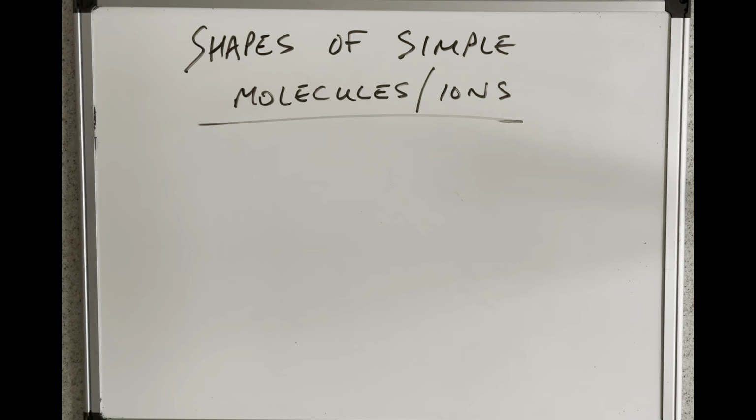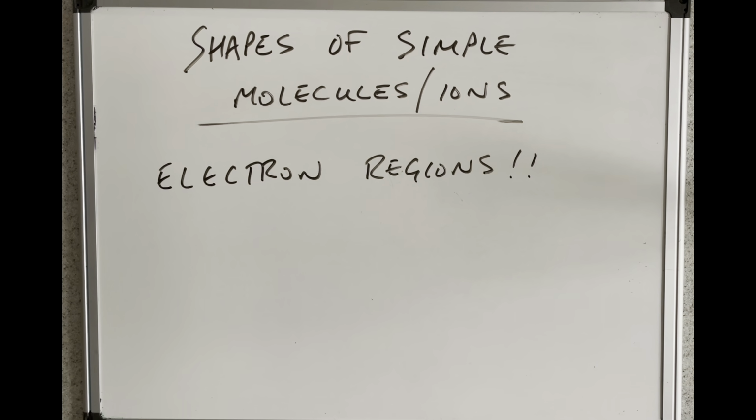In this video, I'm going to take a look at how you work out the shapes of simple molecules and ions. Simple molecules form when atoms are covalently bonded, so we're talking about things like carbon dioxide, ammonia, the ammonium ion, H2O, that sort of thing. We're not talking about ionic substances, and we're not talking about giant covalent substances. So just simple molecules.